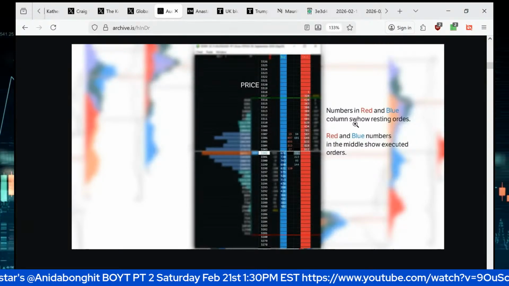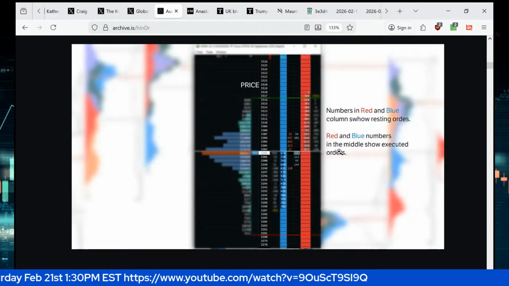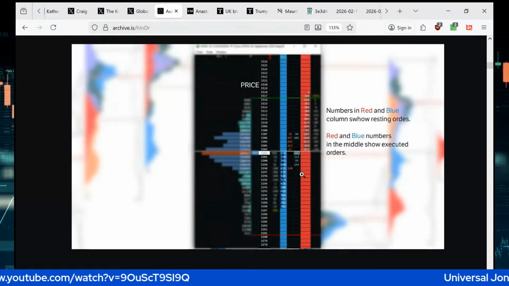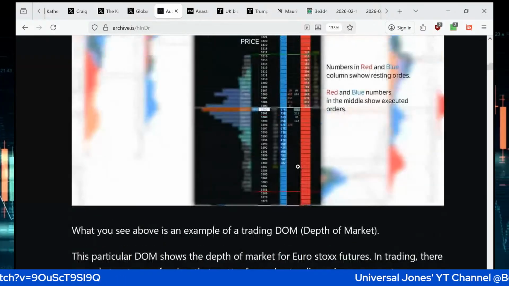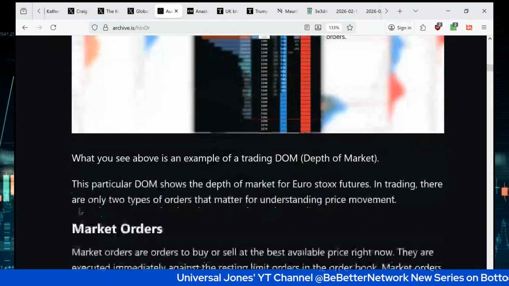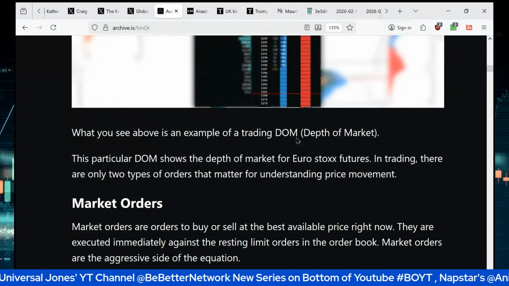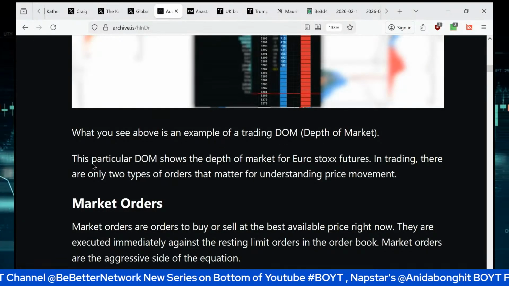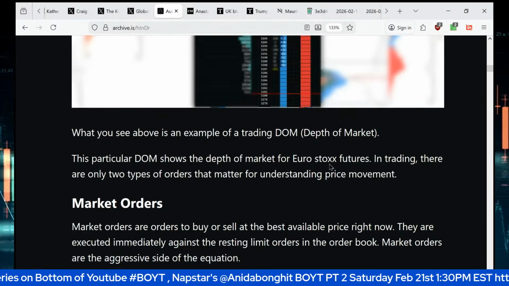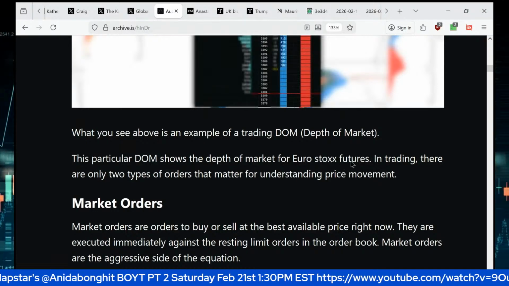Numbers in red and blue columns showing resting orders. Blue and red numbers in the middle show executed orders. Oh boy, okay, this is gonna be fun. So they're gonna use more terminology here. What you see above is an example of a trading DOM, depth of market. This particular DOM shows the depth of market for Euro Stoxx futures. So I think that's a German index.